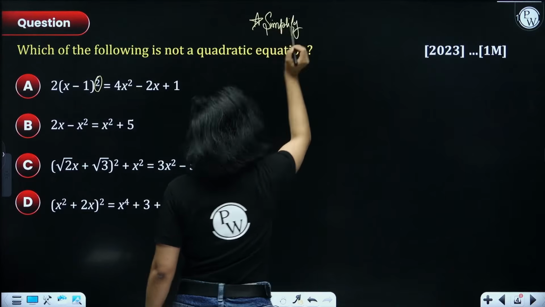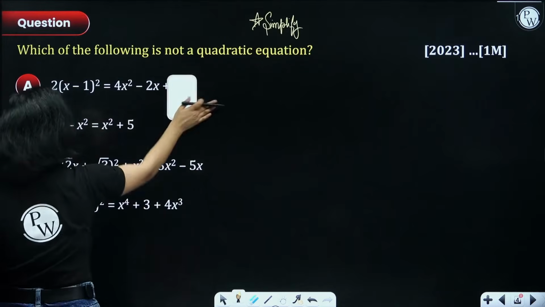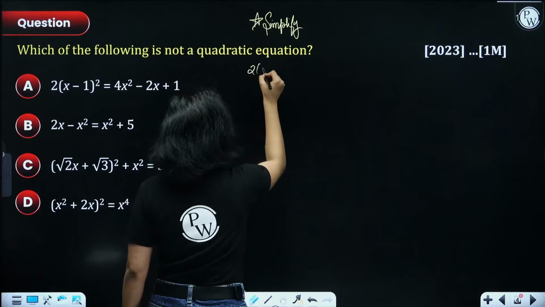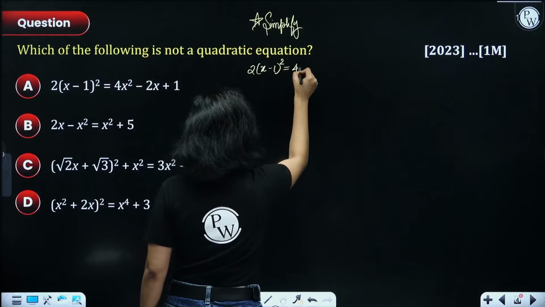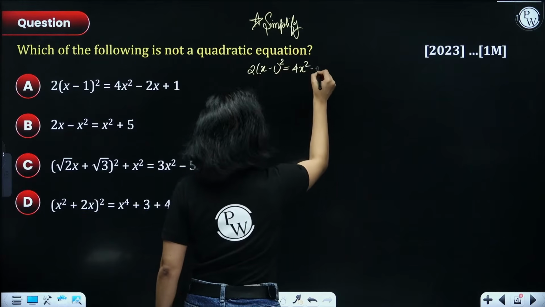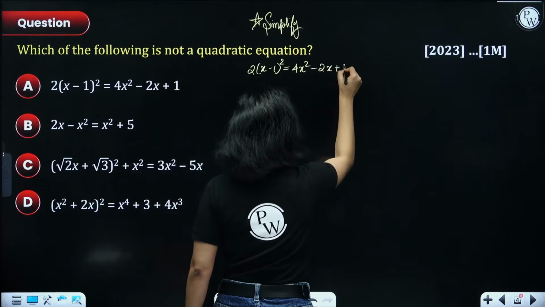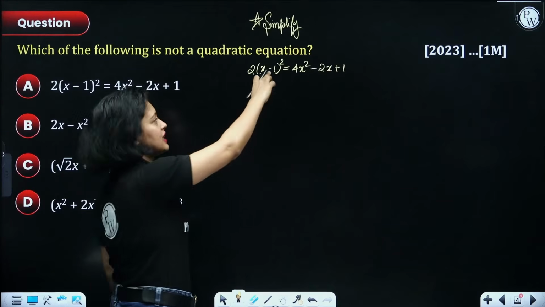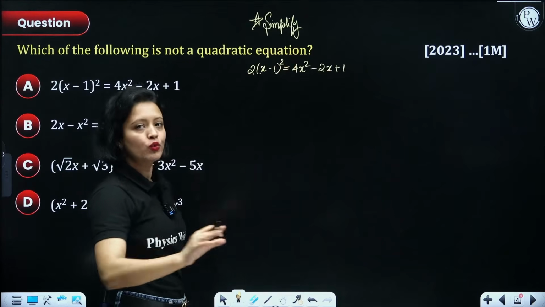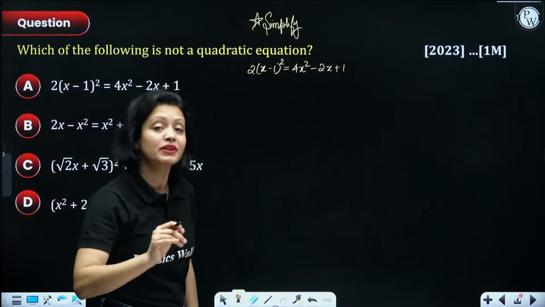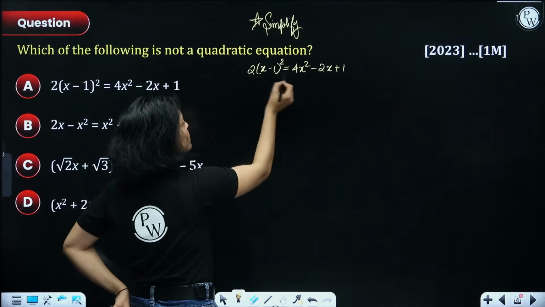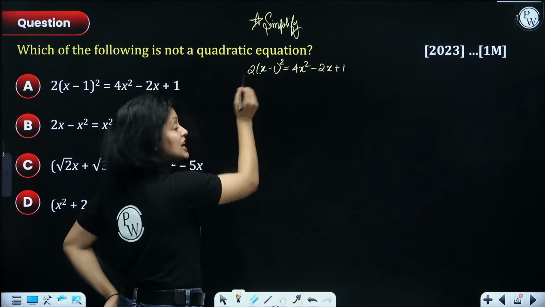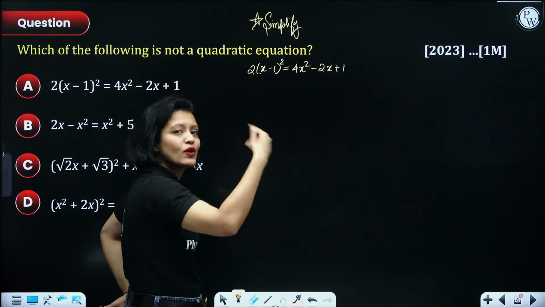Simplify. For example, let's simplify the first equation here. We have (2x minus 1) whole square is equal to 4x square minus 2x plus 1. Even though the highest power looks like it is 2, we'll first simplify and check whether that is true or not. First of all, I'll open this bracket using the identity (a minus b) whole square equals a square plus b square minus 2ab.